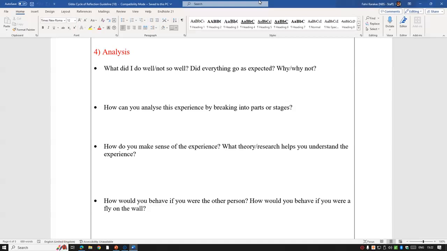How would you behave if you were the other person? How would you behave if you were a fly on the wall? So can you empathize with the other person? Can you put yourself in the shoes of the other person? How would you behave if you were a fly on the wall? Meaning, like you are observing from a critical distance, let's say, with an analytical, distanced mindset. If you are just an observer, then how would you interpret, analyze the situation?